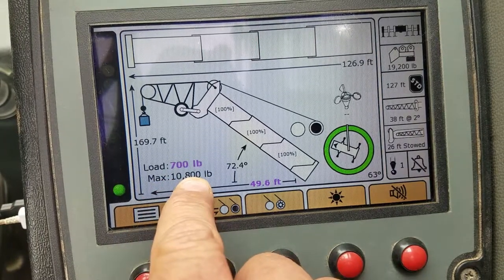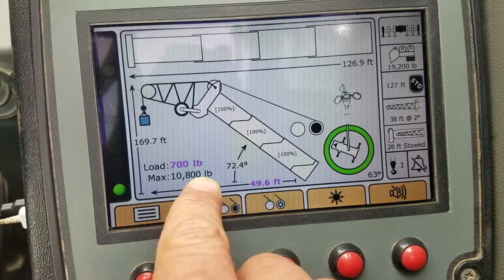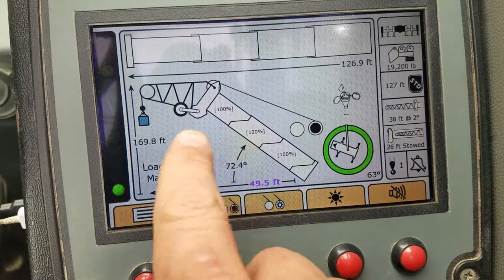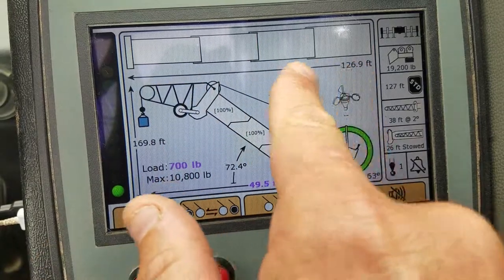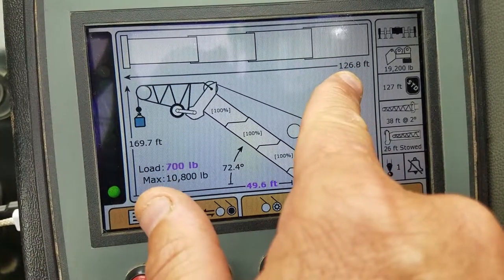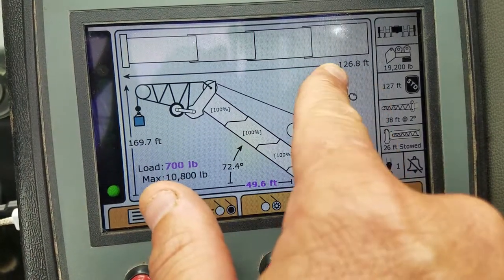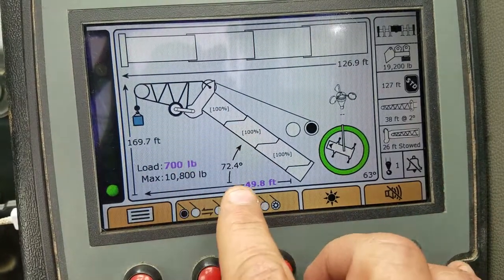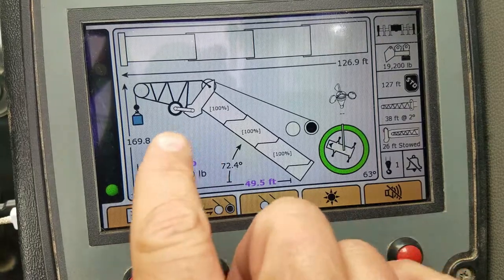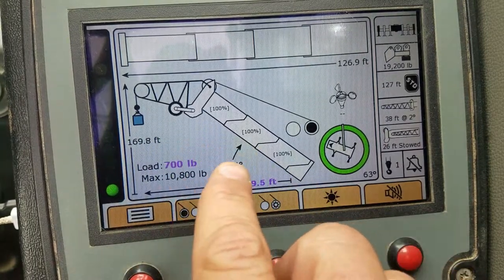And this is the max I can lift at this particular radius with this setup. And this here just tells you how much boom I got out, which is all of it, basically 127. And this is all real-time information, so this all changes as you move around and move the crane.